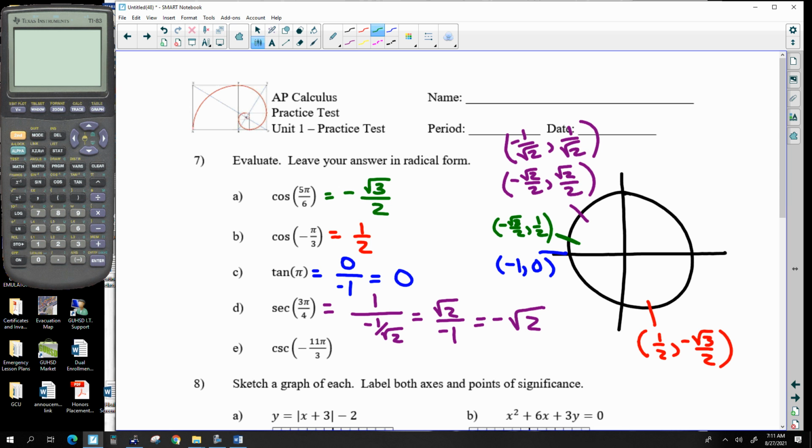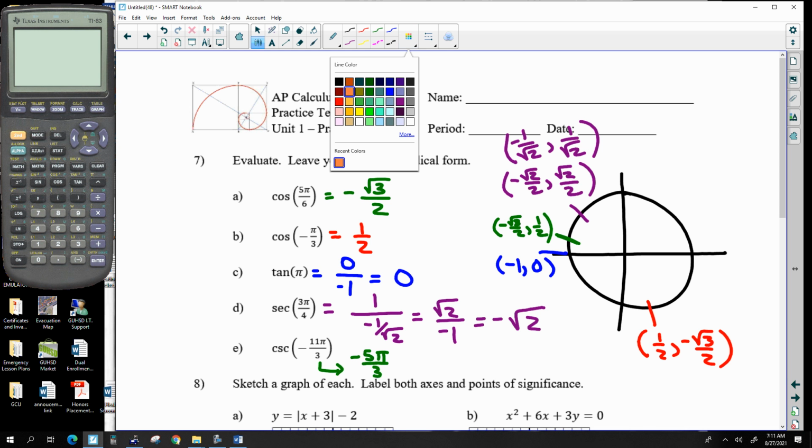Last but not least is this negative 11 pi over 3. Now, anything over literally the number 2 is not necessary. So what I'm going to do is, in essence, subtract 2, or aka 6/3, off of this. And so what this would leave me with is 5 pi over 3. So that's what I'm really going to look at instead of the 11 pi over 3.